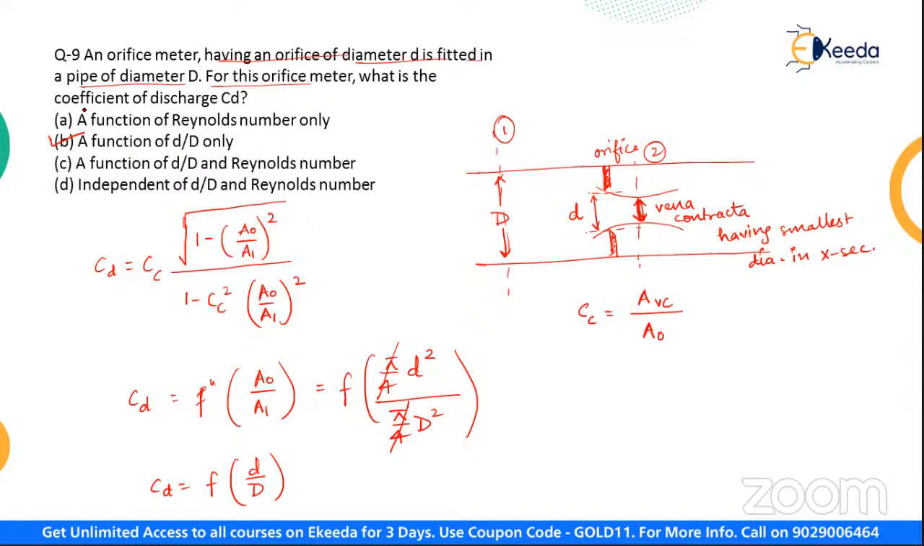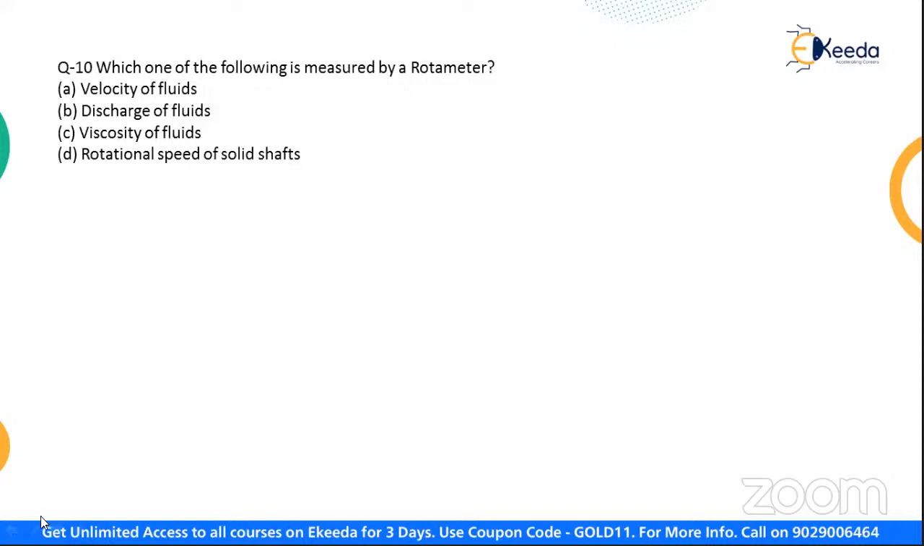Moving on to the next question, that is question number 10. That is the last question of the dynamics of the fluid flow. Which one of the following is measured by a rotameter? What happens in a rotameter? Let me give you a brief idea. There is a device like this.